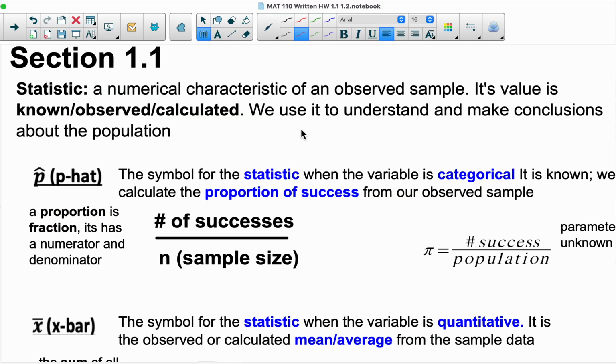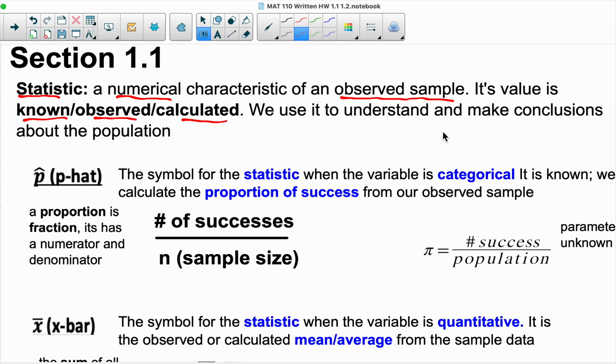And here's why. So again, the statistic is a numerical characteristic, and we know it's known. We take a sample and we can calculate it. It's known, it's observed, we can calculate it. We do this because we want to be able to make inferences or conclusions about the population.